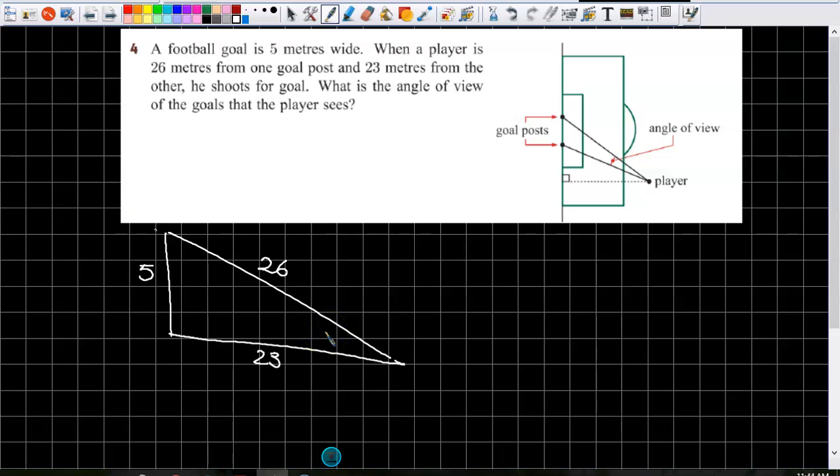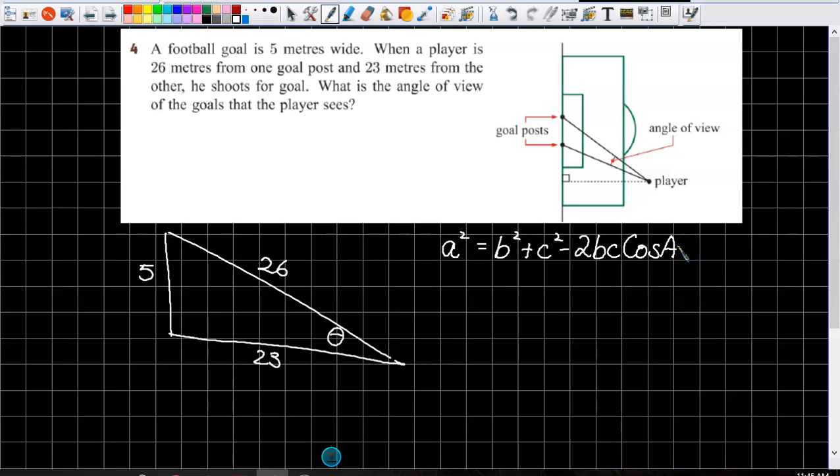What is the angle of view of the goals that the player sees? So where am I putting my theta? Now, your textbook rearranged this formula for you beautifully. I can't stand it. I like just to use my cosine rule right from the get-go, and I sub in and I rearrange it myself. Why am I going the cosine rule and not the sine rule? I don't have a known pair. Well done. And all 3 lengths? That's leading me towards my cosine.